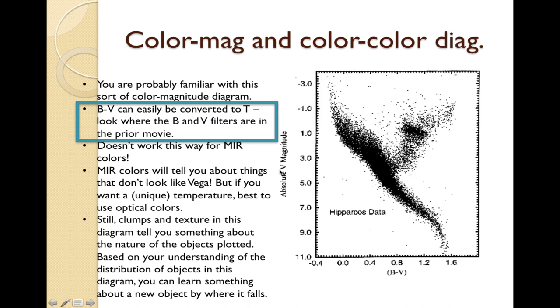But you can tell from the structure in this diagram something about the physical nature of the sources we're looking at. You know that this clump is the main sequence, you know that this is red giants, and you've studied this before, I'm sure. So based on your understanding of where objects fall, if I give you a brand new object about which you knew nothing and told you it fell in this part of the diagram, you could say with some confidence, hey, that's a giant. So you can learn something about new objects by learning where they fall in this diagram.